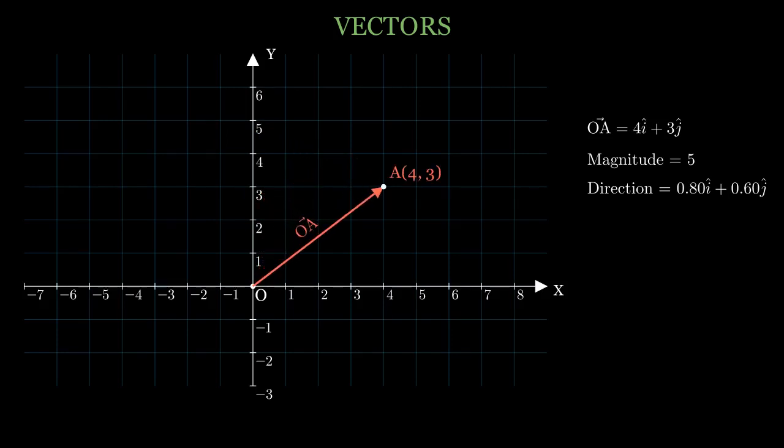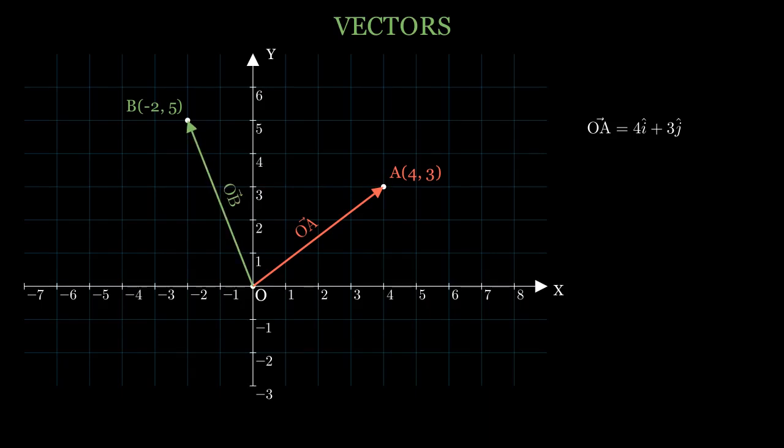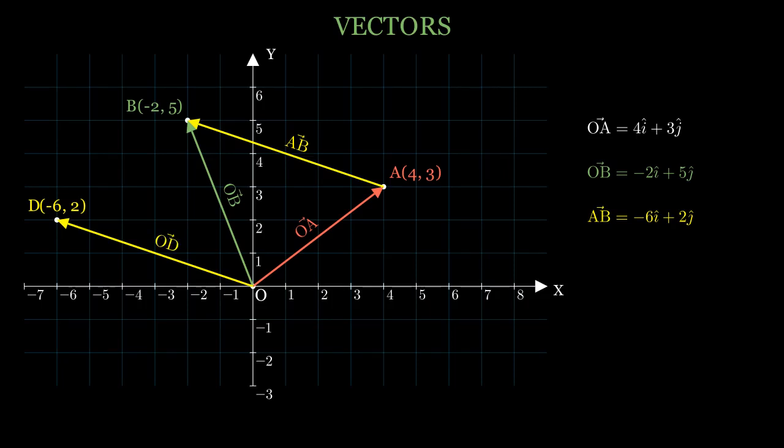Now we will reset our position back to A 4, 3. Now we will add one more point, point B minus 2, 5, and the position vector of this point OB will be minus 2i plus 5j. We will find the direction vector of point B with respect to point A, that is vector AB. AB will have the representation minus 6i plus 2j. We will also add another point, point D, having coordinates minus 6, 2. The position vector OD is minus 6i plus 2j.